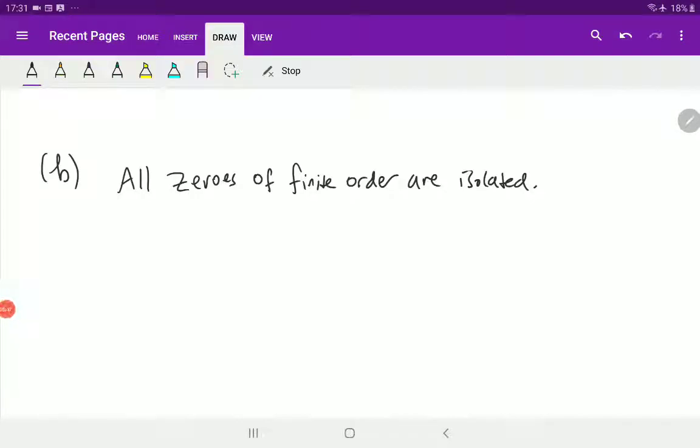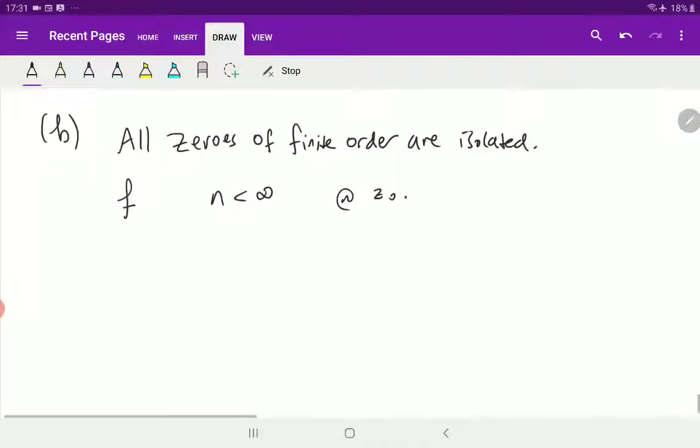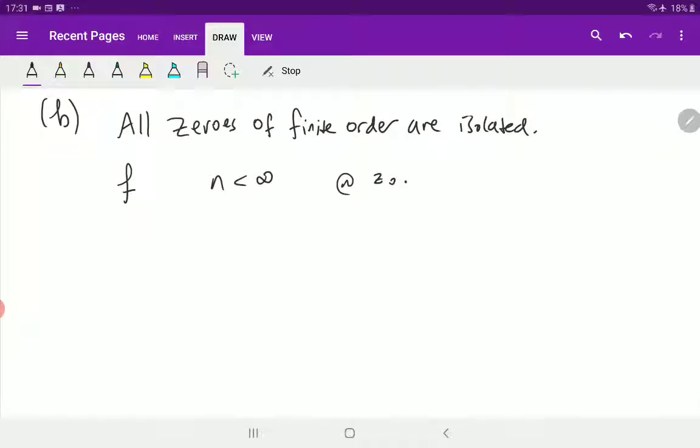Okay, so now for the next remark. All zeros of finite order are isolated. Suppose that f has a 0 of finite order, of order n less than infinity, at z0. Then in a neighborhood of z0, but not necessarily on the entirety of D, f of z can be written as the sum from k equals n to infinity of this.